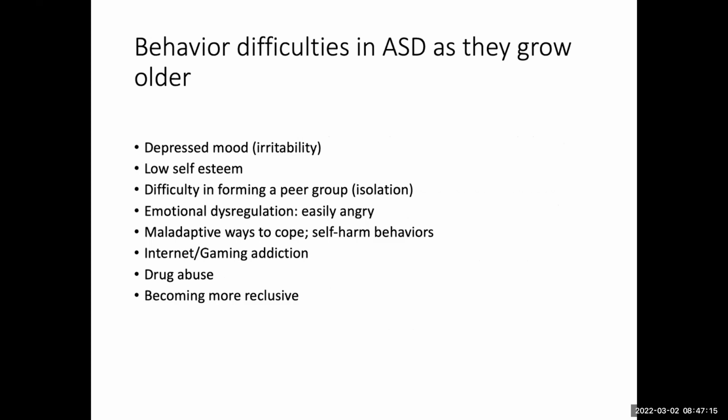So as they grow older, the behavior difficulties that they can have in ASD include depressed mood or irritability. They have low self-esteem, difficulty in forming a peer group. They have emotional dysregulation. They become easily angry, easily sensitive. They have maladaptive ways of coping, like self-harm behaviors. They tend to have internet addiction, drug abuse, and of course, becoming more recluse, social isolation.